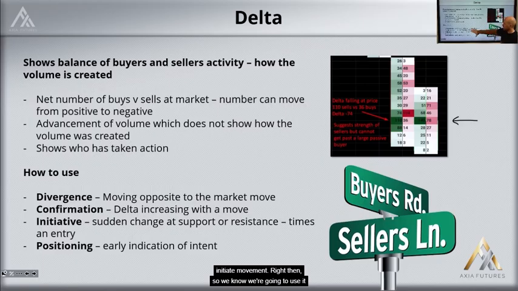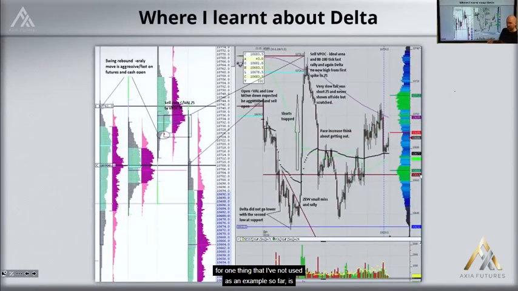Right then, so we know what we're going to use it for. One thing that I've not used as an example so far is something I've done in the past, and this is where I learned about delta, and so many lessons come from mistakes. So I'll talk you through this one. Because by breaking down your mistakes, you start to learn not just what you did wrong, but how to avoid it in future. You also potentially can turn this round into a trade.